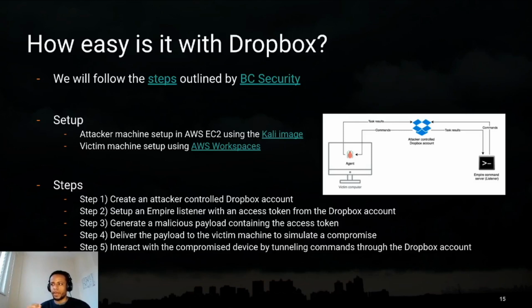In this case, we're just going to leave all that fluff out and directly deliver the payload to the victim machine. And then finally, step 5, we're going to interact with the compromised device and see how easy it is to send commands and receive results back and forth via this Dropbox account, right? In the diagram on the right side, you can see what that flow looks like. You have Empire sending commands to the attacker-controlled Dropbox account, which get sent to the victim computer via this agent. The agent runs the commands, uploads the results to the Dropbox account, and then Empire will read these results back, right?